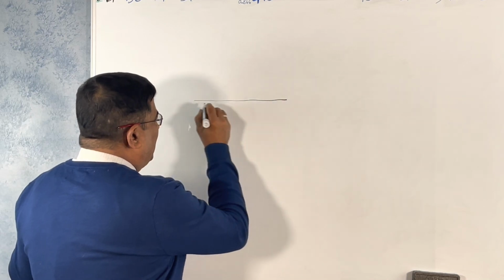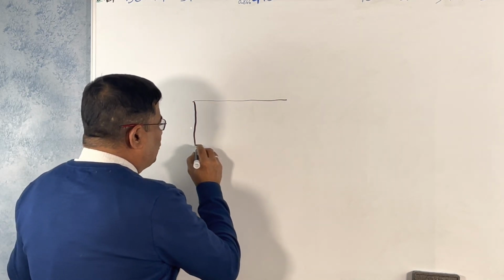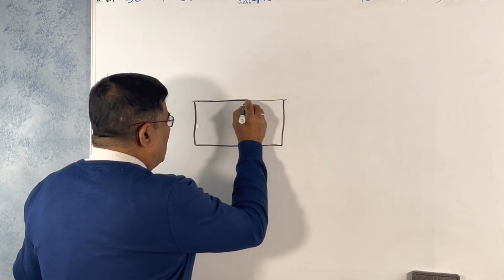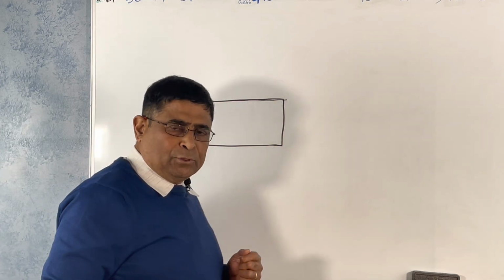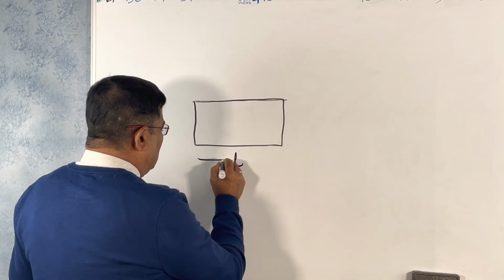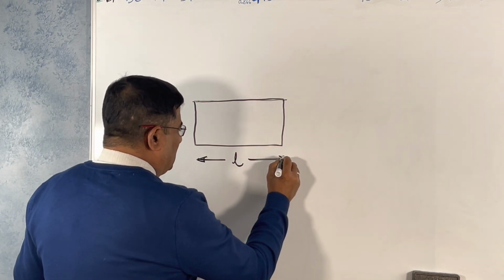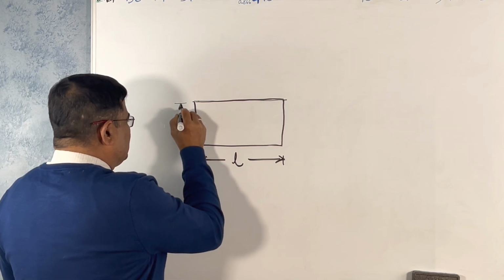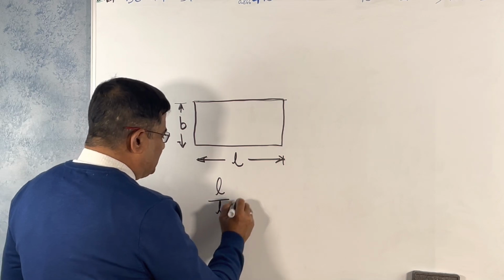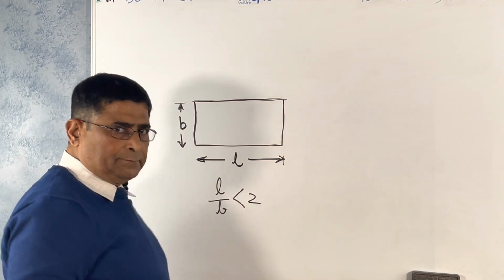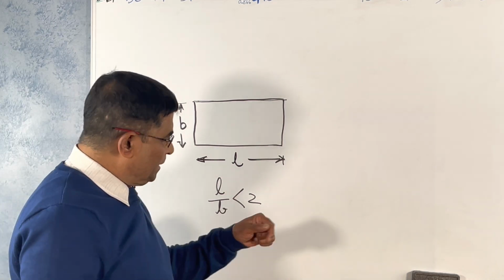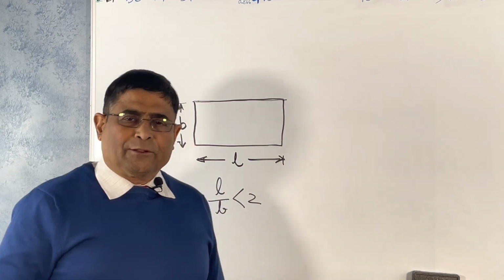If you have a slab like this, I am drawing the plan of the slab. If it is a two-way slab, with length L and breadth B, L over B is less than 2, then it is a two-way slab. If it is greater than 2, it is a one-way slab.